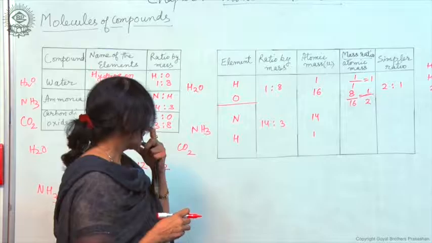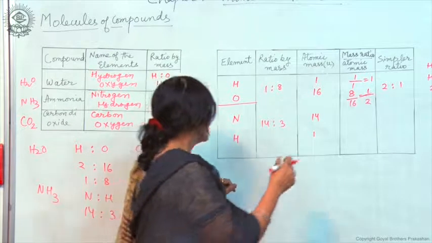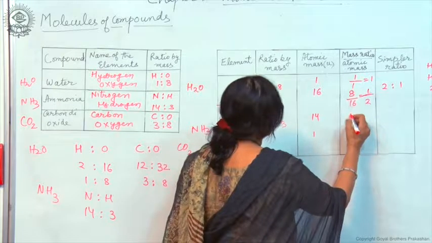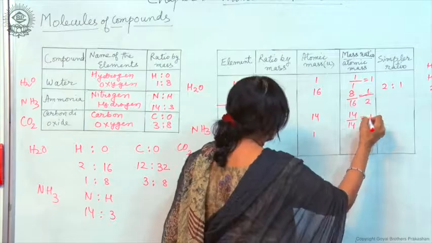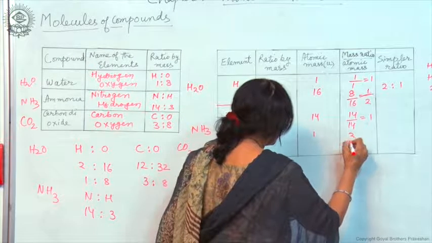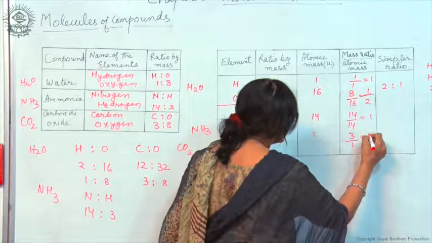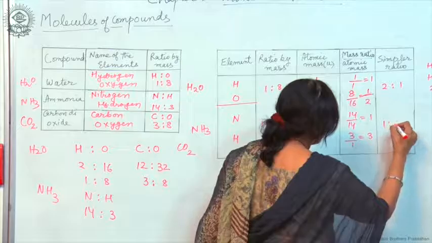And now, the mass ratio has to be divided by the atomic mass. The mass ratio is here 14 by 14, that is equal to 1, and here the mass ratio is 3, 3 by 1 is equal to 3. So, the simpler ratio is 1:3.